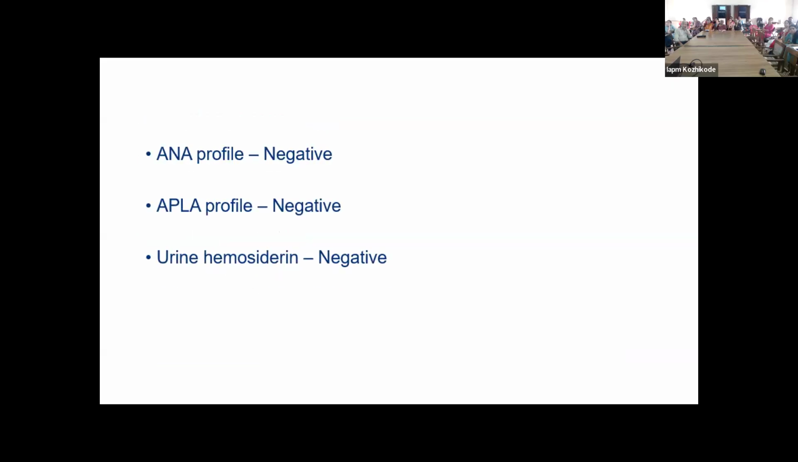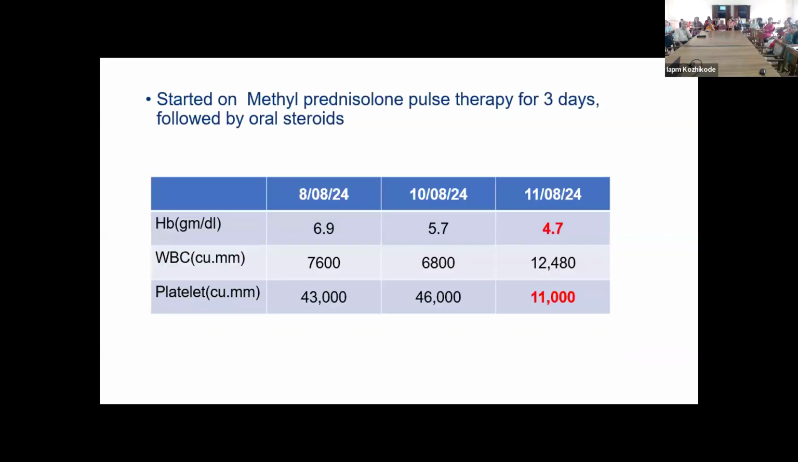Since it's a young female, they also ruled out other autoimmune causes of hemolytic anemia. They sent ANA profile and APLA profile, which came negative, and urine hemosiderin was also negative. So with the diagnosis of hemolytic anemia, they started methylprednisolone pulse therapy for 3 days, followed by oral steroids, and evaluated the hemoglobin and platelet count of the patient. But the platelet count and hemoglobin were progressively declining, and there was no improvement with steroid therapy.